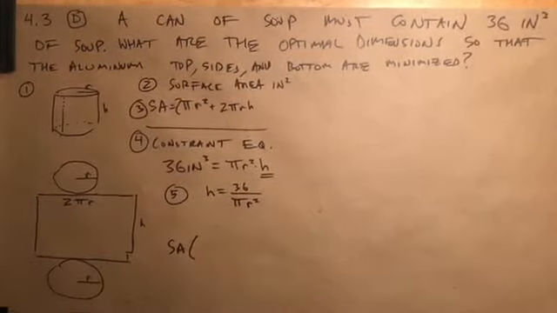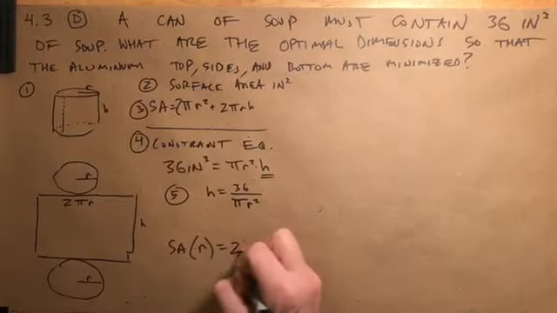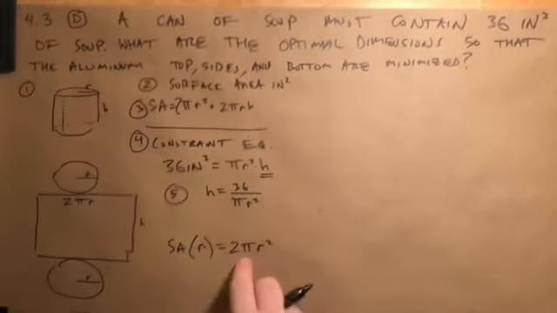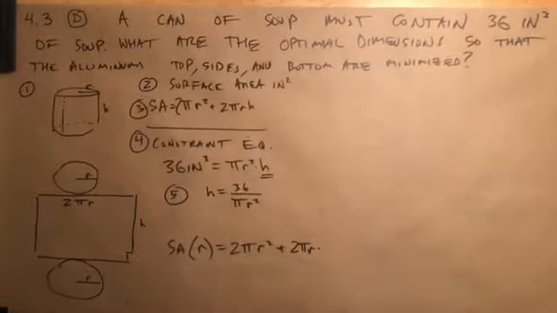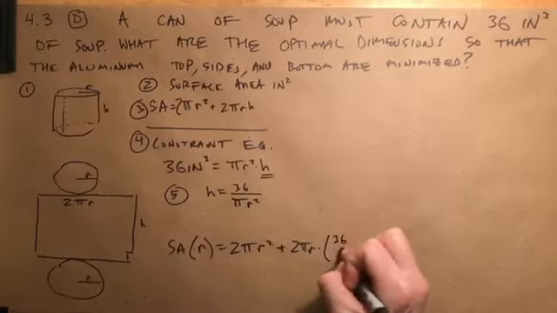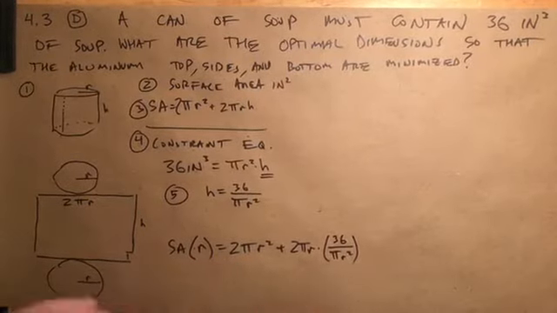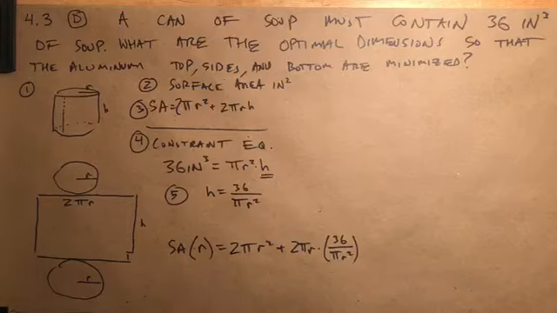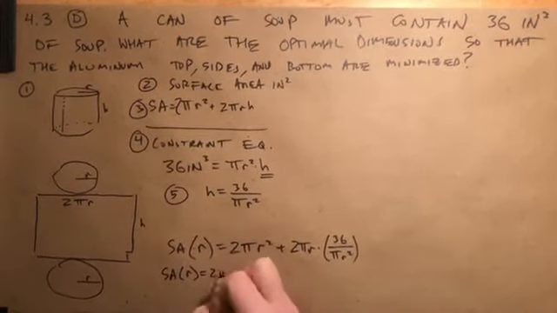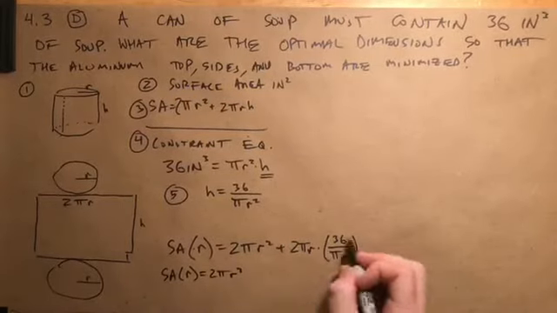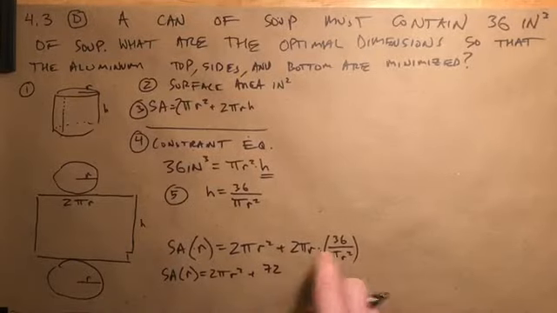And my surface area is only going to be a function of r. All the h's will be gone. 2 pi r squared. This term came along for the ride. Then we'll have 2 pi r times 36 over pi r squared. I love this formula. This is a great formula, but I do want to do a little bit of housework before we go. Surface area as a function of r will be 2 pi r squared. And now we can see the 2 and the 36. That'll give us a glorious 72. The pi's will cancel. The r's will cancel.